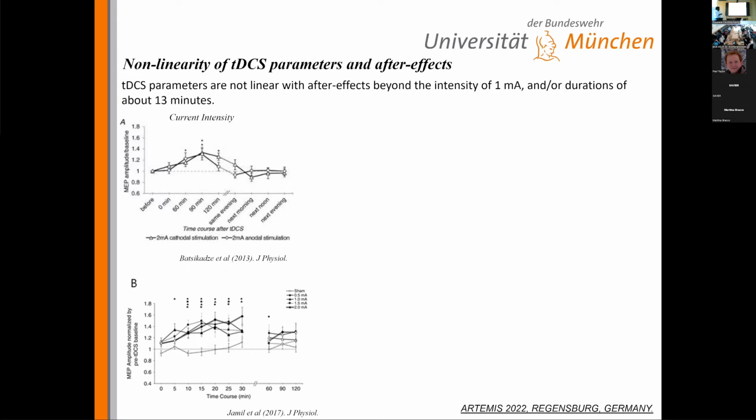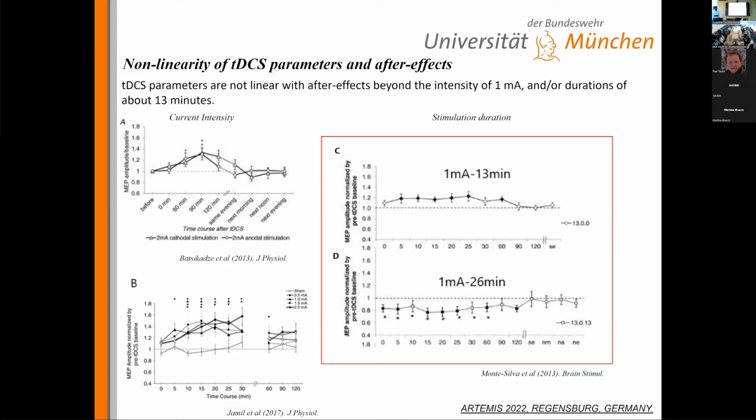We see something similar in the duration domain. Stimulating with 1 milliampere for 30 minutes, anodal stimulation will show the expected enhancement in cortical excitability that lasts up to 1 hour after stimulation. However, doubling the duration from 13 minutes to 26 minutes flips the switch. We don't see the expected anodal cortical excitability enhancement; we see a diminution of cortical excitability. So obviously, here we can already start seeing that increasing current intensity and duration linearly does not always lead to a better effect.